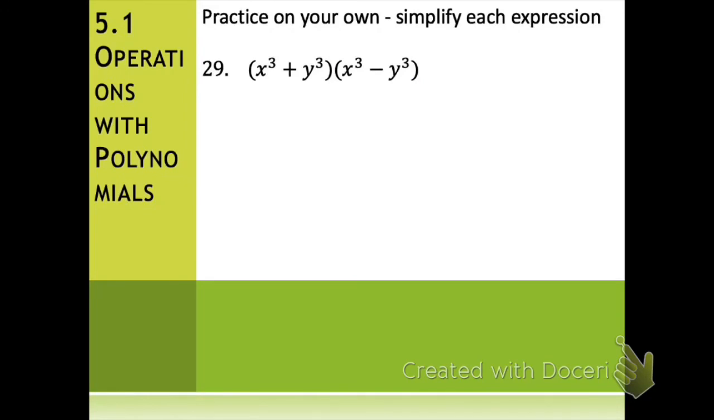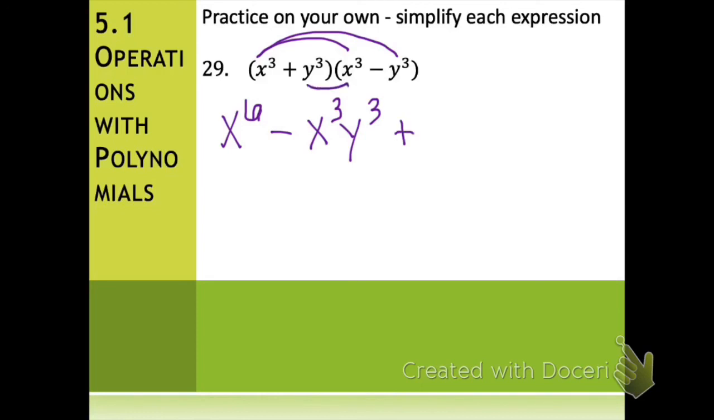All right, 29. Take a second to try this one. Double distribute. Okay, so x cubed times x cubed is x to the 6th. Good thing we practiced our exponent rules. X cubed times y cubed, that's just going to be minus x cubed y cubed. Can't combine those. So then distribute this. That's going to be plus x cubed y cubed. And y cubed times negative y cubed, that's going to be negative y to the 6th.